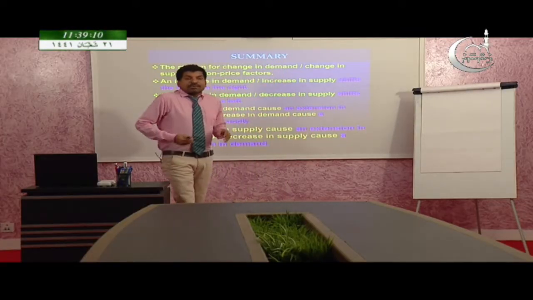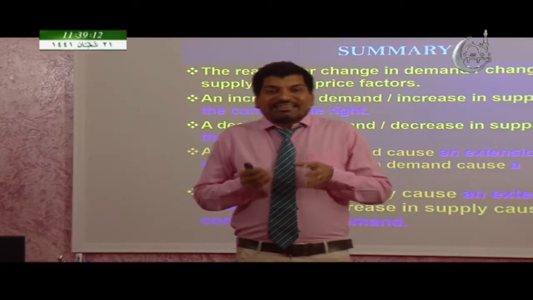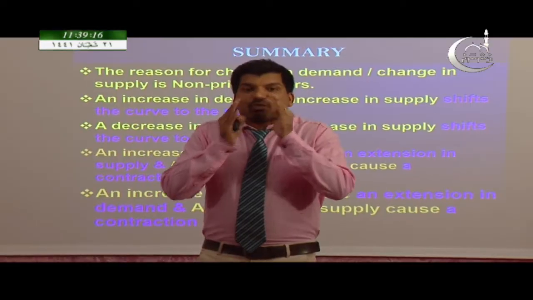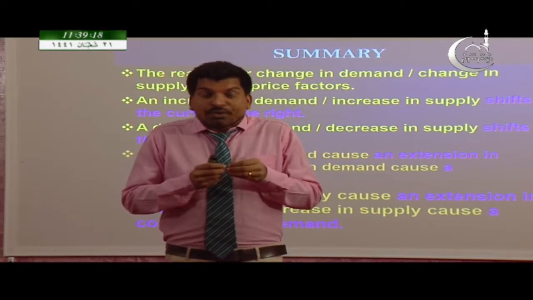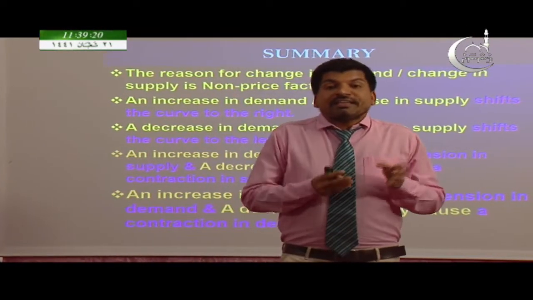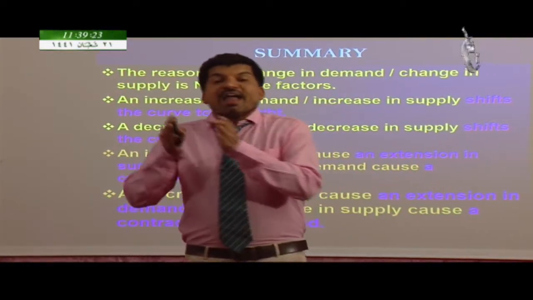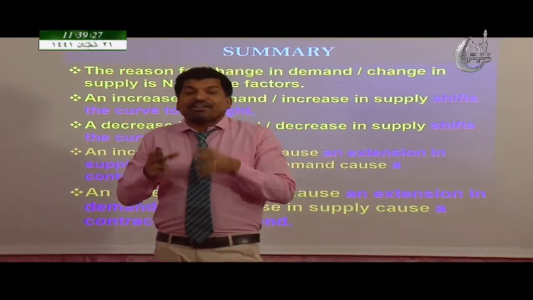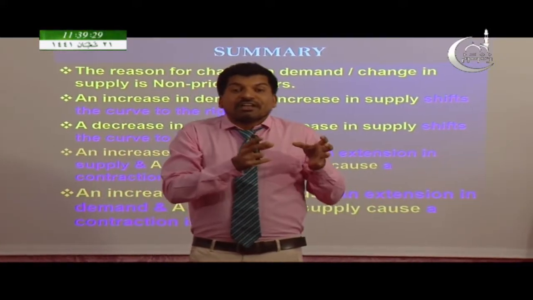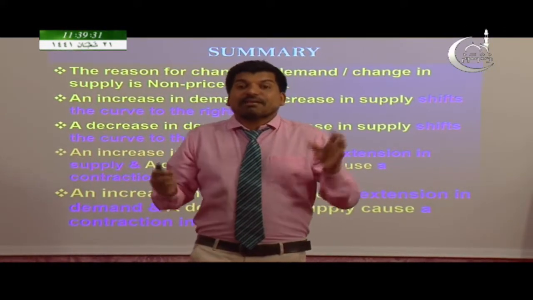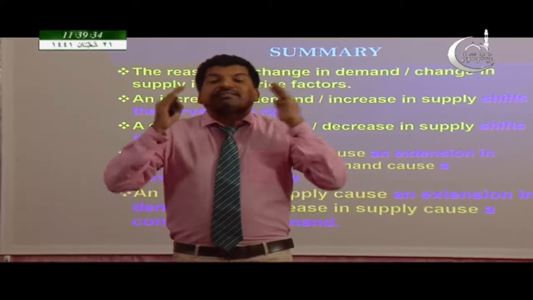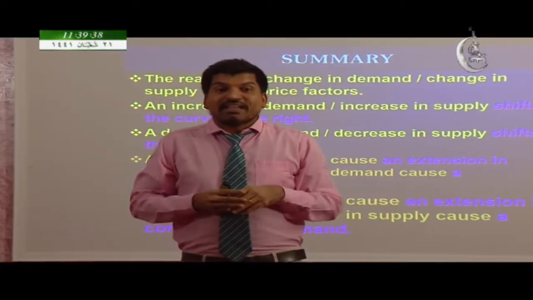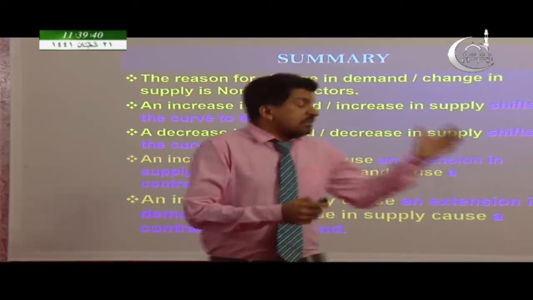So far we discussed only a change in demand or a change in supply, only one change at once. Now we are moving on to the simultaneous change in demand and supply. So what will happen to the market price and market quantity if there is a simultaneous change in demand and supply, which means both the demand and supply curves shift, increase or decrease? Then what will happen? So look at this.